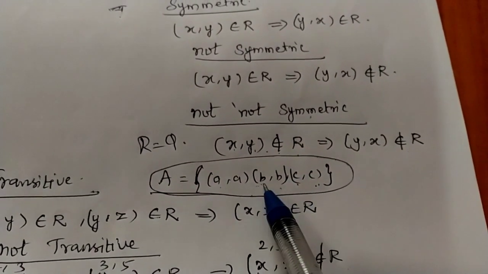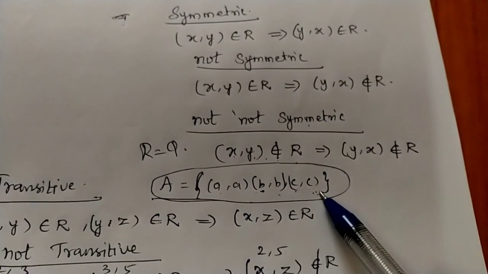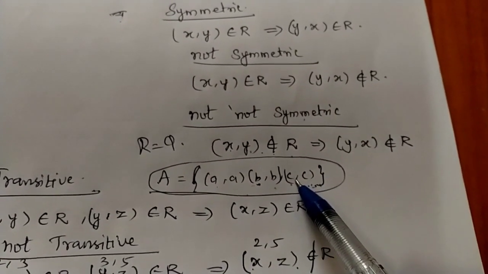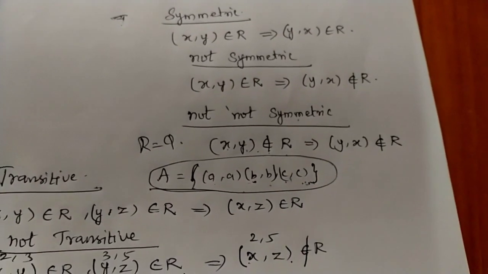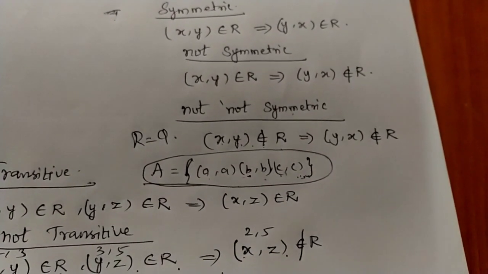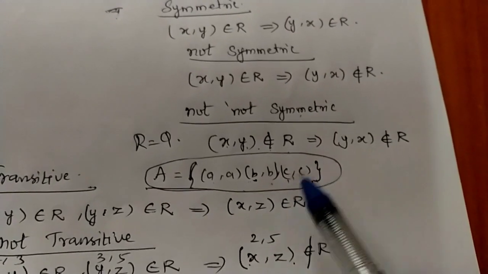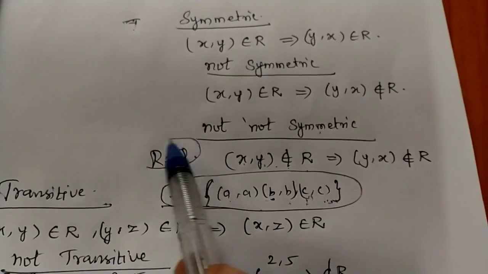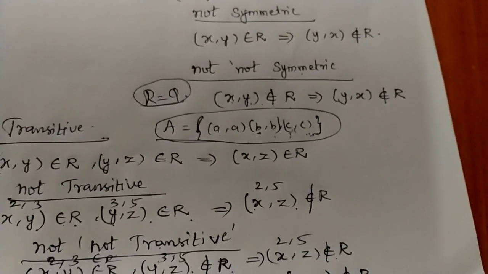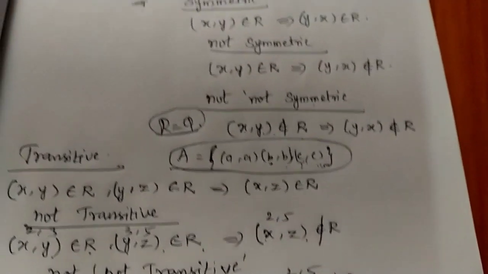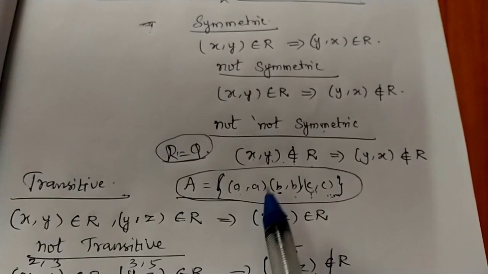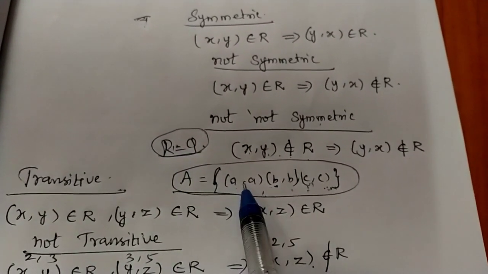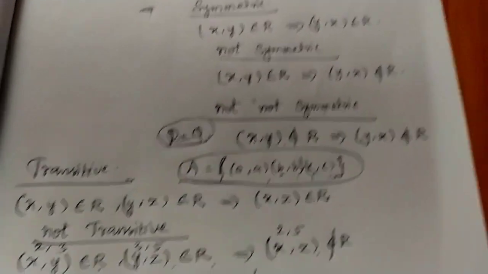Another: symmetric pairs are also not in A, then not of not symmetric, and the three pairs are also not in A. Then this one is also not of not transitive. And R equal to phi, the empty set, means this one is also satisfied: not of not transitive, and not of not symmetric.